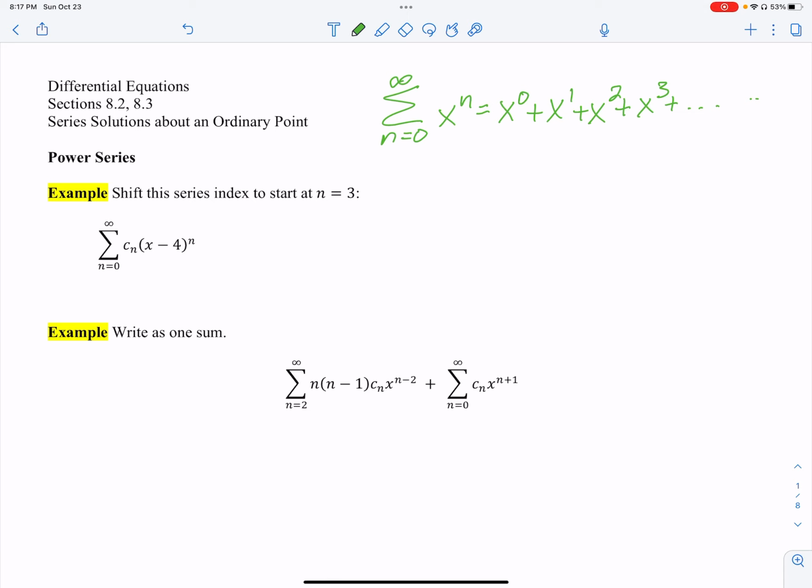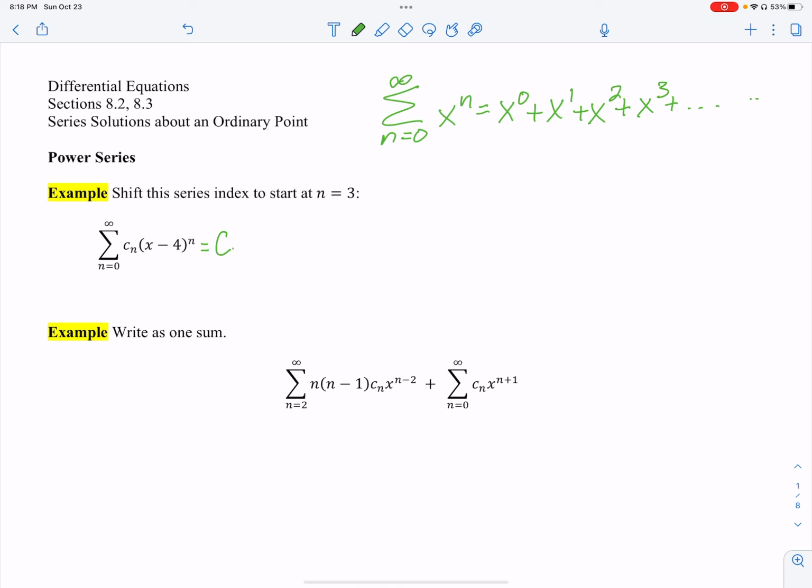We are going to be manipulating these things by letting some terms out of our summations and then also doing some substitutions with our variable, our index. So first thing we're going to do is learn how to shift the series. I have an n equals 0 and I want an n equals 3. So how we can do this is I'll just start letting the indices out.